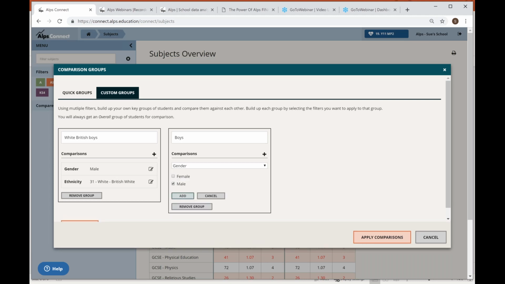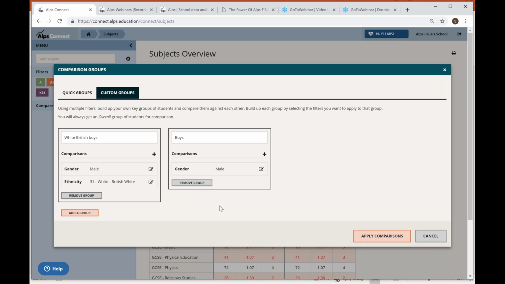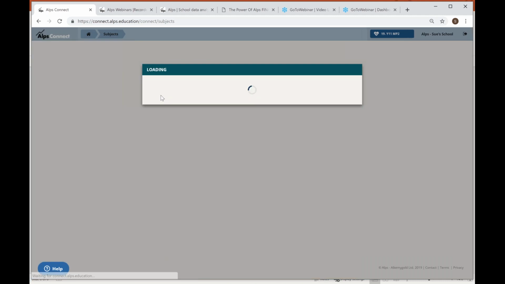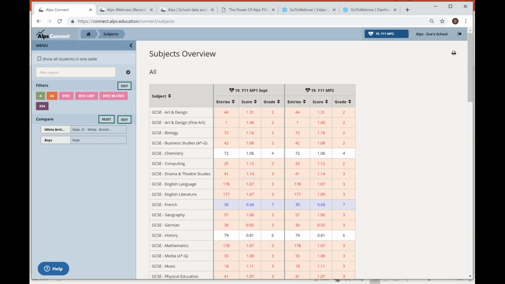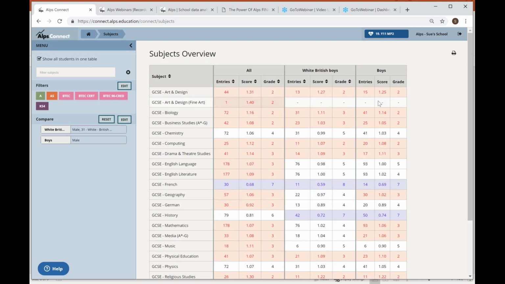Apply that and show them all in one table. And what I can then see, I can see all students, my white British boys and my boys. So I've then got the ability to look across and see how different groups are going. I can add as many of those custom comparison groups as I want to. So I think that's quite a powerful little tool as well.